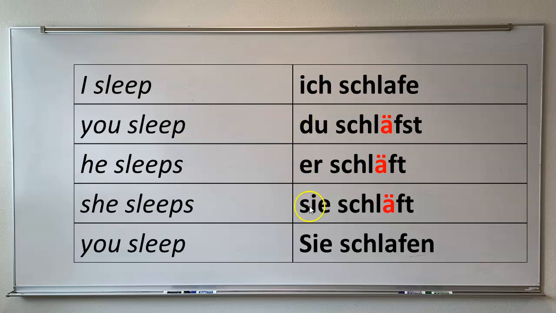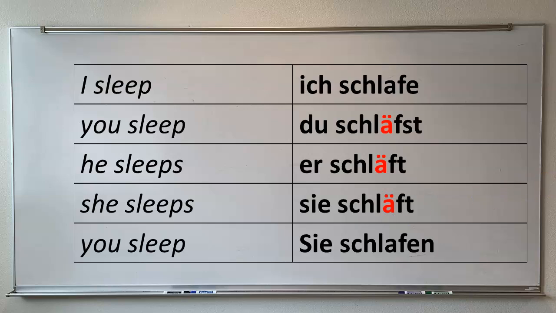Okay, so there you have it. The er, sie, and the du forms have the stem change. All of the other forms in the verb do not. So it's just du and er/sie, and of course es if you use es. Those have the stem change. There it is. The plural forms do not have a stem change.